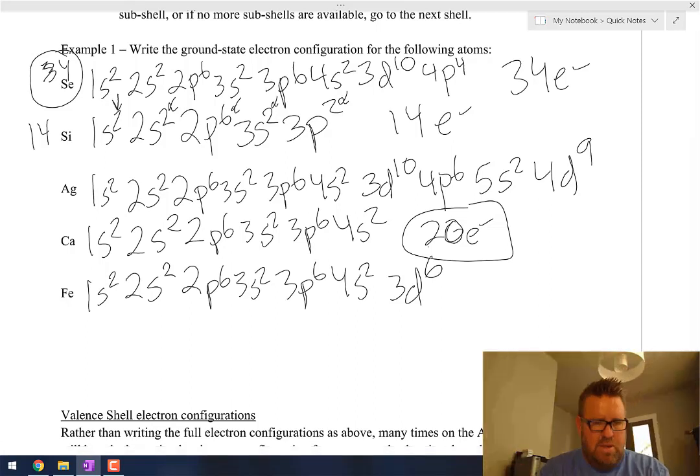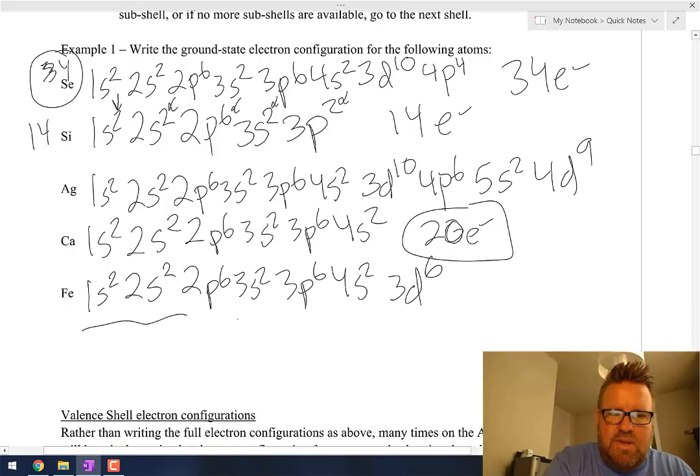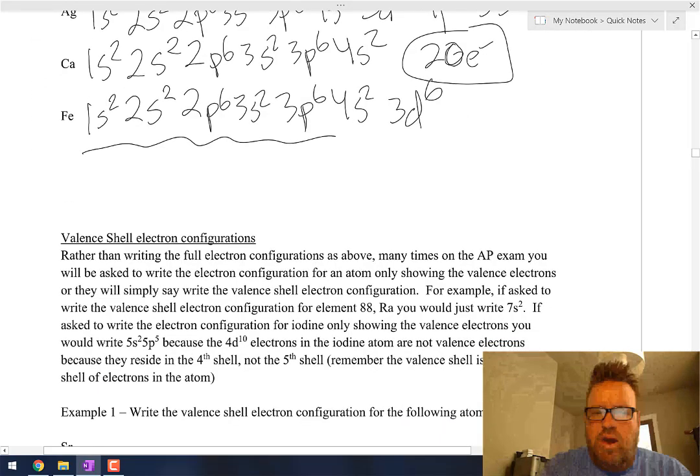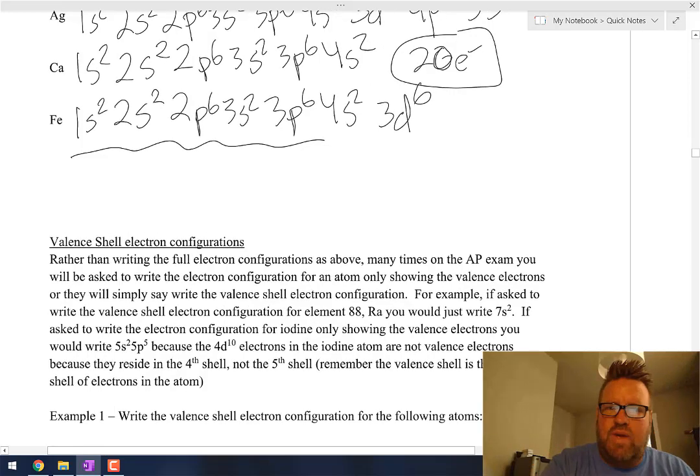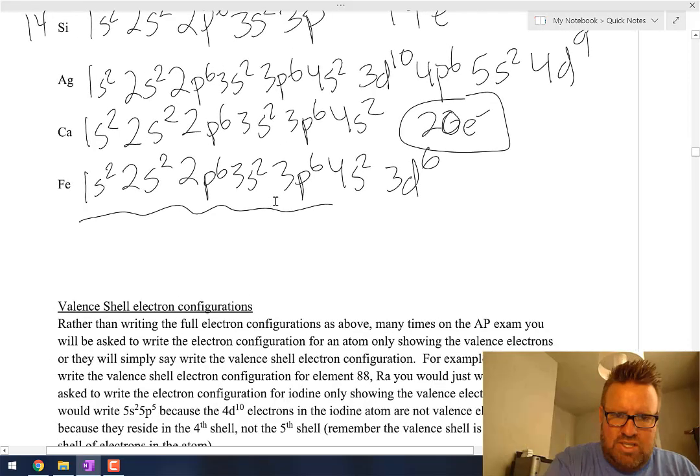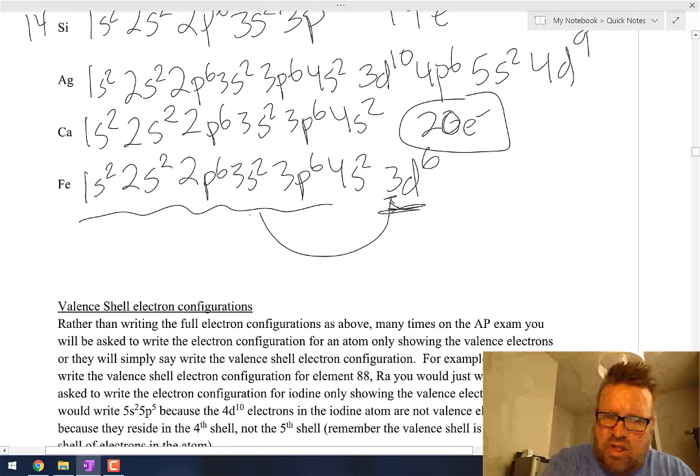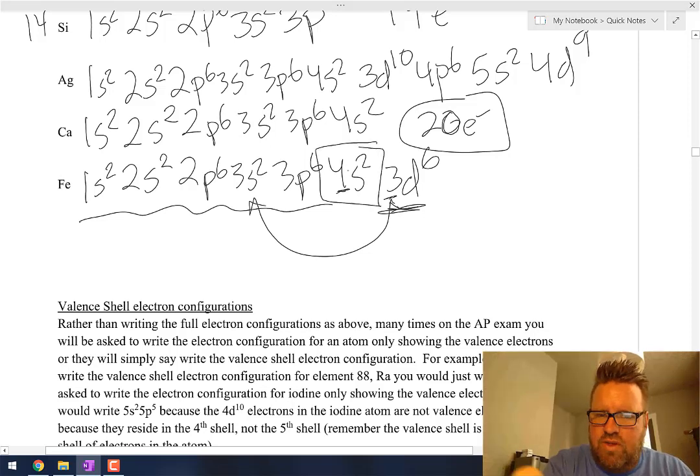Okay? Now, you'll notice that when we did this, the beginning parts are all pretty much the same. And a lot of times we don't care about all of the electrons. A lot of times the only electrons we care about are the electrons that are in the very last shell. Now here's where we have to be careful. Because look at iron. What's the last shell? Technically, no, that's the third shell. The last shell of iron is actually the fourth shell.